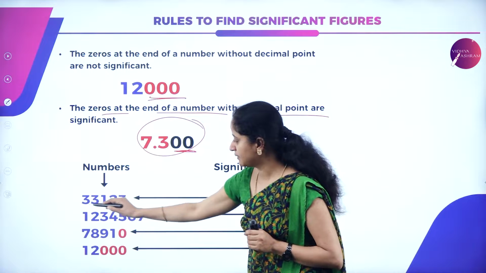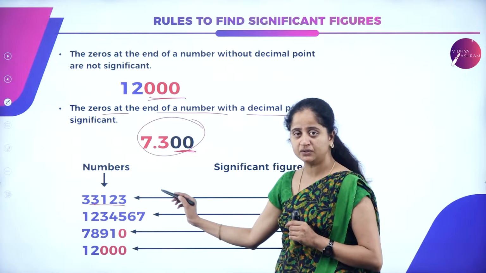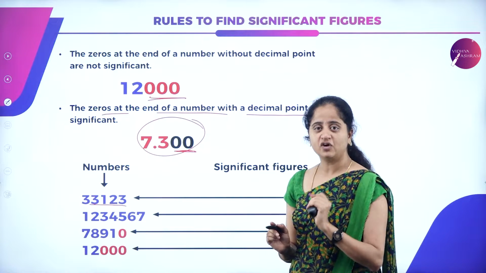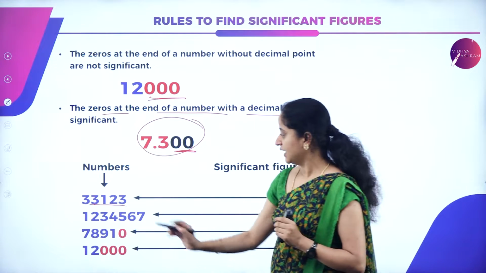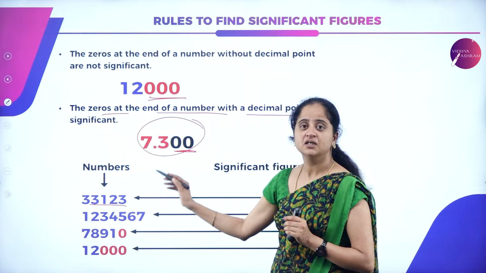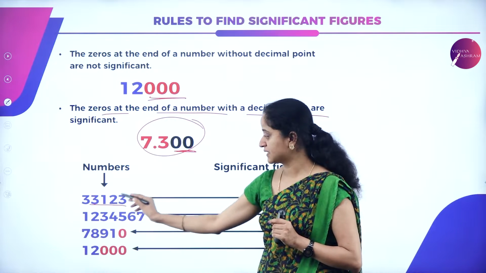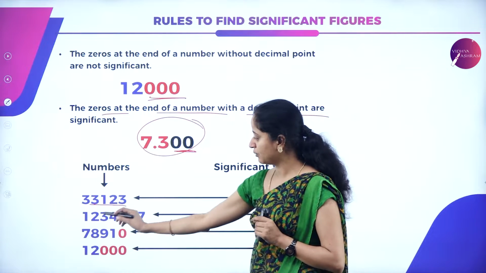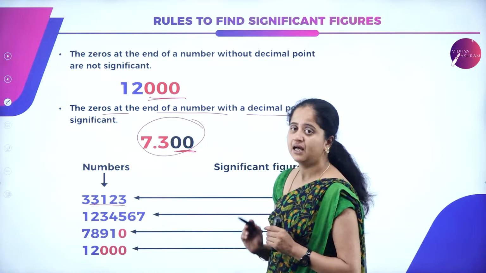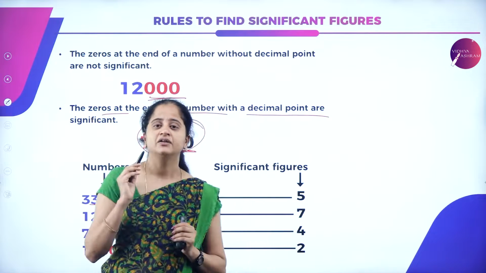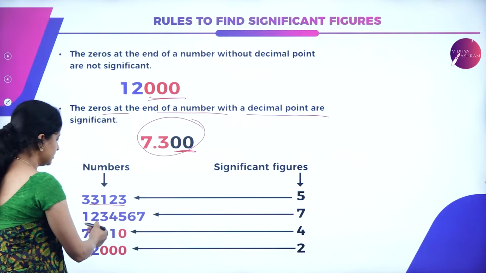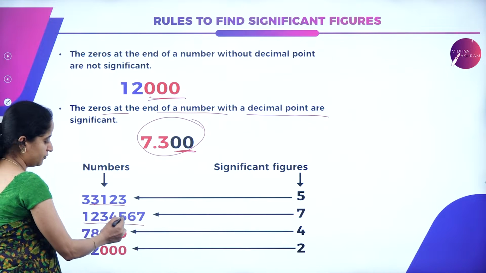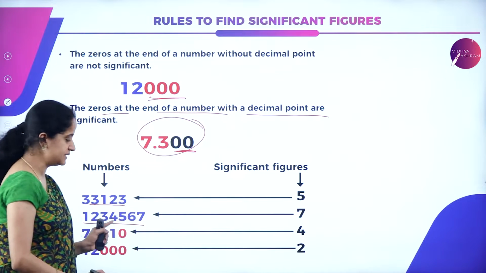The first number I have is 33123. All these are non-zero digits, so all the non-zero numbers are significant, and I have all non-zero numbers here. So the total number of significant figures present in this example is 5. Similarly, I have one more example, 1234567, and all these are again non-zero numbers. Since there is no zero here, all the digits are non-zero, I have 7 significant figures in this example.